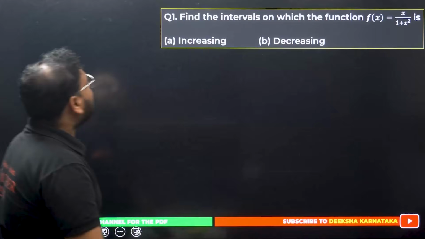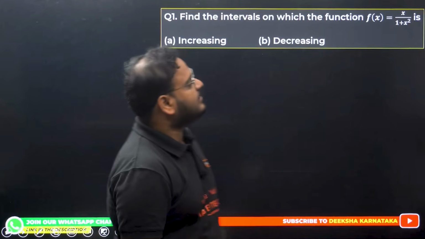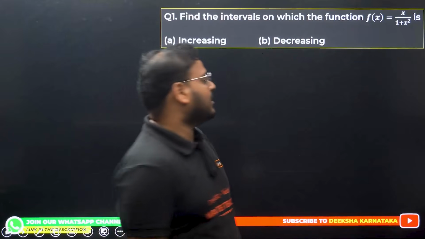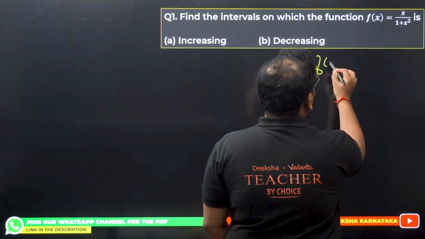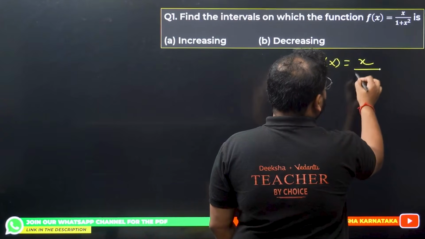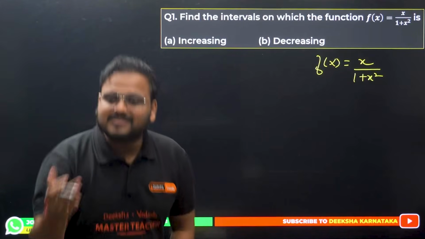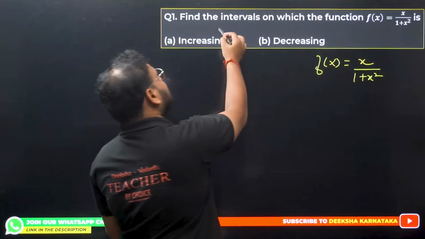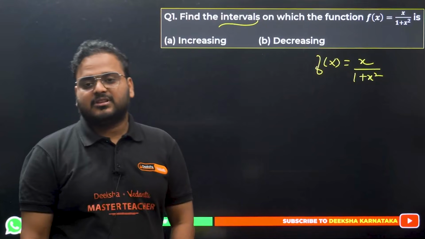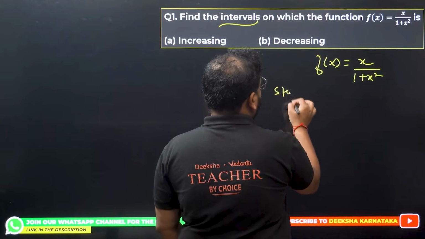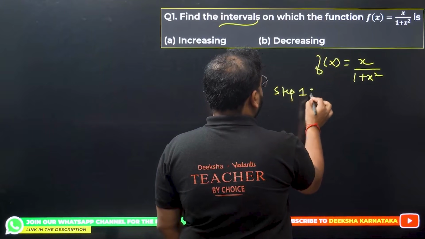It starts like this. Find the intervals on which the function f(x) = x/(1 + x²) is increasing and decreasing. Meaning for the given function, you have to figure out where it is increasing and where it is decreasing, in what intervals. Step 1 is always the same.